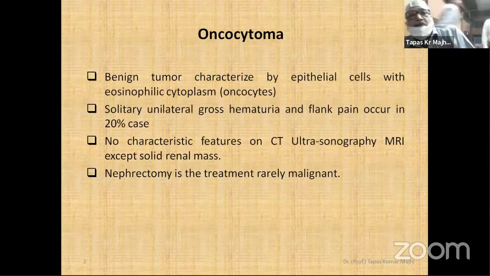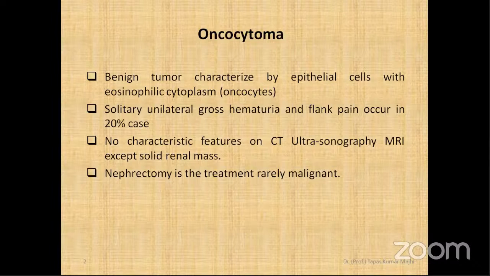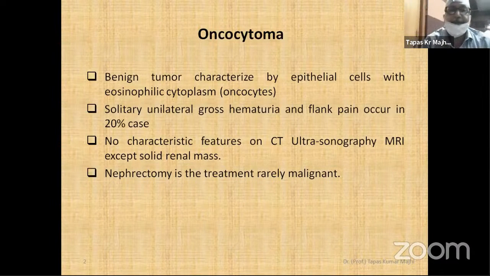One important benign tumor is oncocytoma, characterized by epithelial cells with eosinophilic cytoplasm called oncocytes. A solitary unilateral tumor, it usually presents with gross hematuria and flank pain in 20% of cases. Otherwise, it presents with non-specific symptoms and is diagnosed on appropriate imaging. There are no characteristic features on ultrasonography or MRI except a solid renal mass. Nephrectomy is the treatment; it rarely turns malignant.